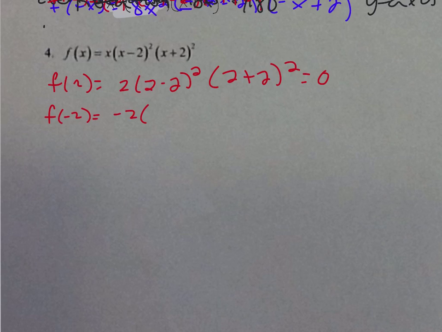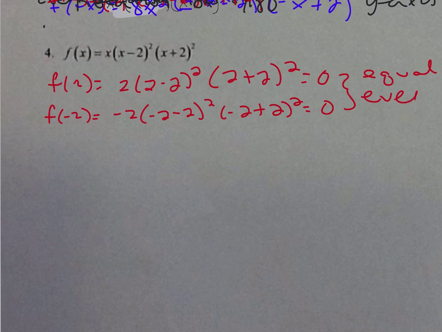So now we're going to do f of negative 2. So it's negative 2 times negative 2 minus 2 squared times negative 2 plus 2 squared. Use your calculator, plug it in, and you get 0. So what are these? These are the same. They are equal. Equal is even. All right, now we're going to do it algebraically.